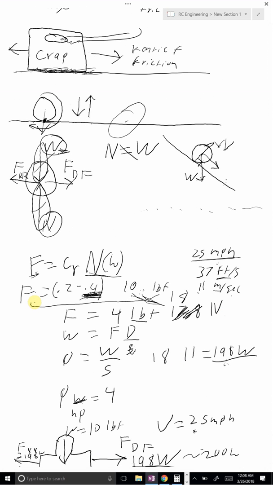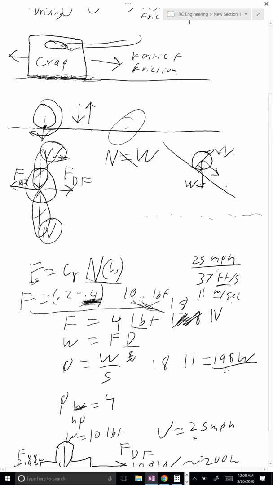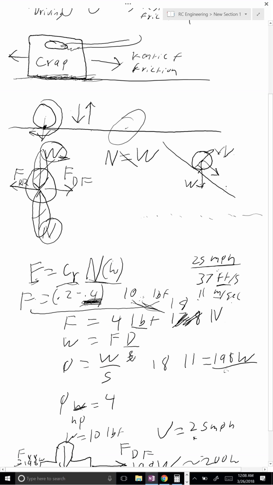So the main thing is to figure out the force, and then to go from force to the power required, you need to use this equation. You need to find or test for the CR, which I'll probably eventually do a video of testing for. But what you need to do first is figure out the weight of your craft, and obviously you have to figure out if it's on flat ground or not.